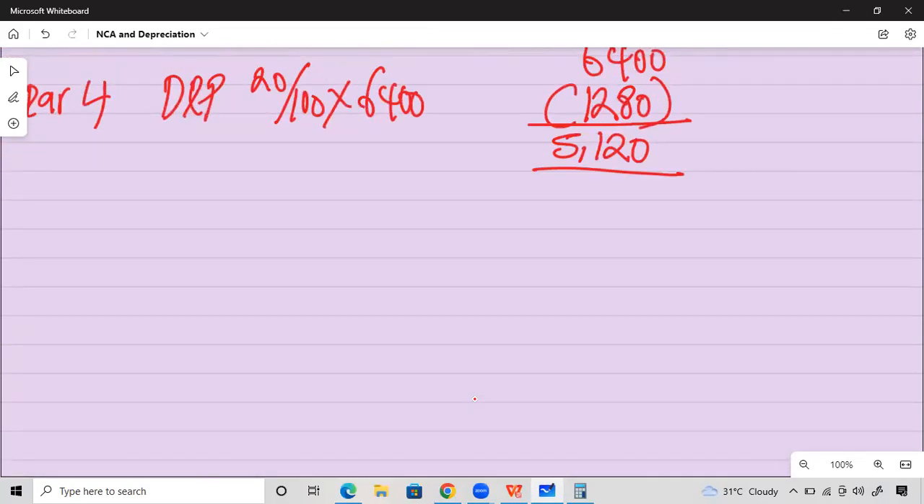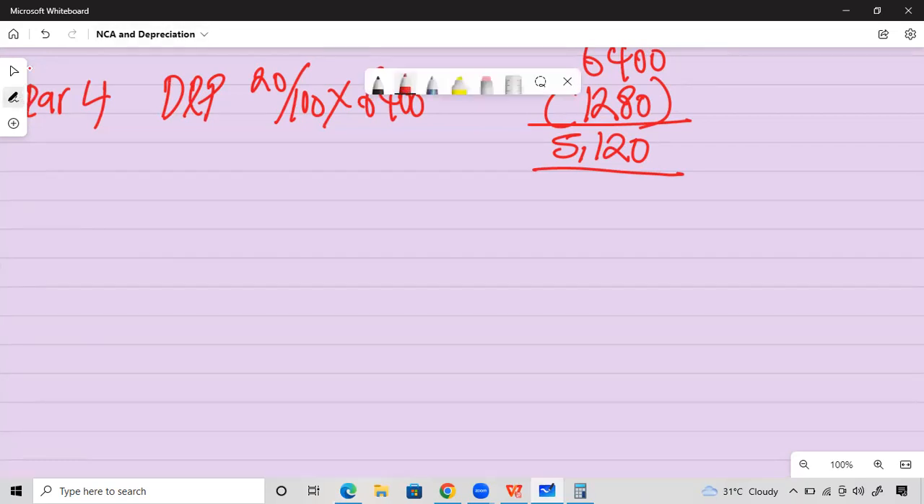We have talked about straight line. We have talked about reducing balance. Let's talk about sum of the year digits. Sum of the year is quite straightforward. So if it is sum of the year digits, what you just say is this. This is like number 3 now.